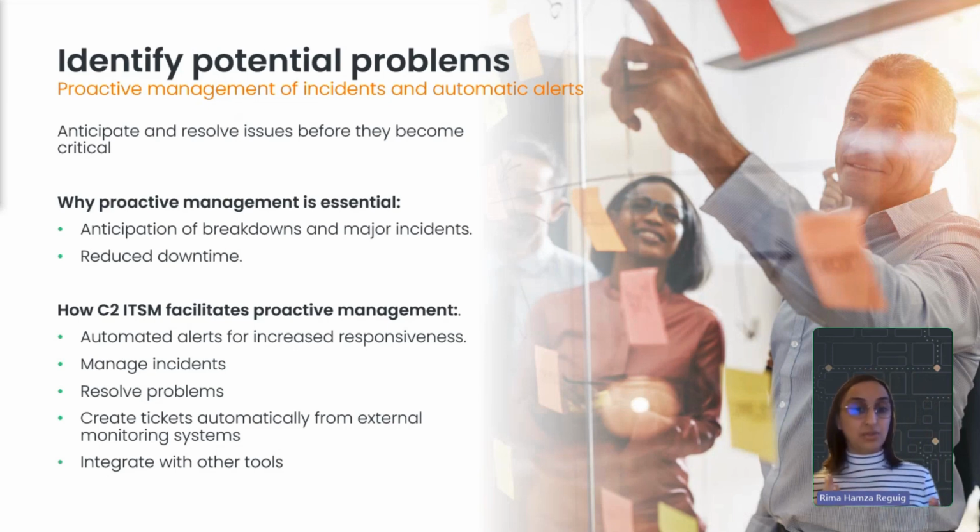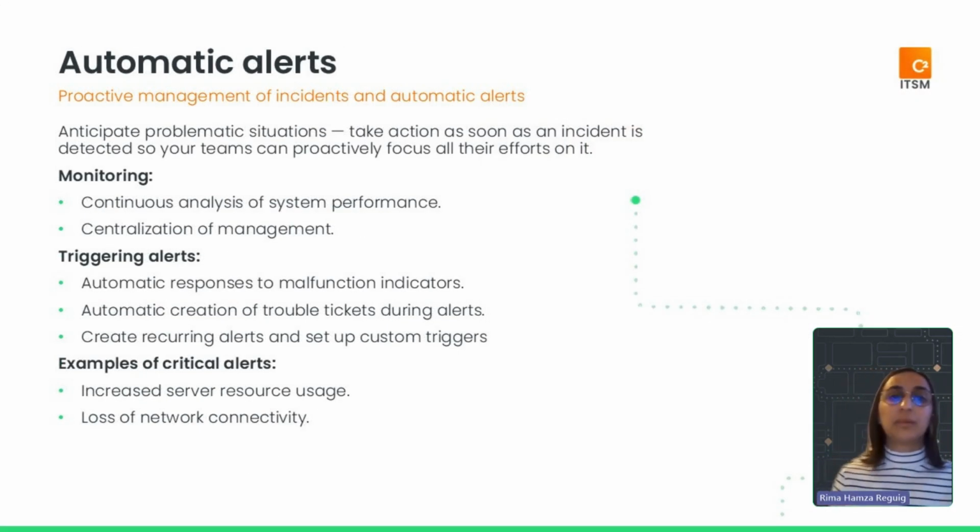Now, how can C2 facilitate proactive management? We can connect C2 with external monitoring systems to watch your CPU usage, your servers, etc. Or we can create automated alerts that can be escalated for a quick intervention. Now we're going to talk a little bit more about automatic alerts. The purpose, like I said, is to take action as soon as an incident is detected.